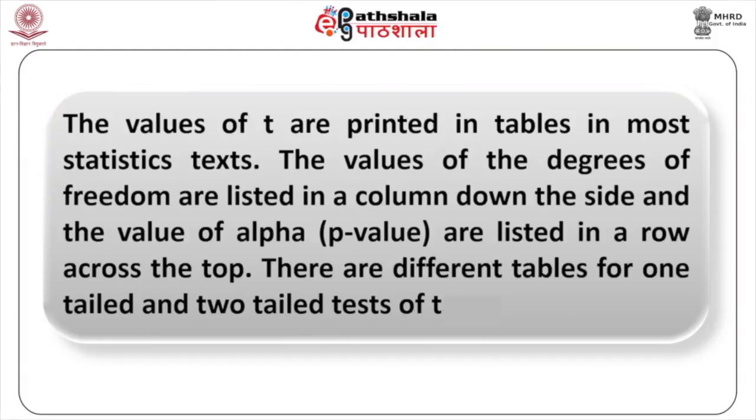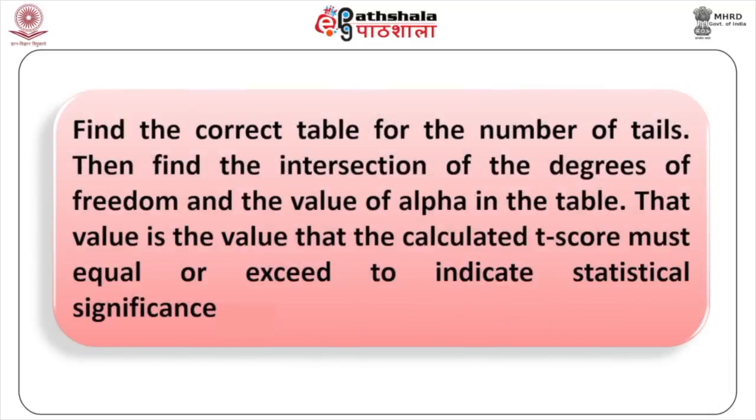Distribution of t. The values of t are printed in tables in most statistics texts. The values of the degrees of freedom are listed in a column down the side, and the value of alpha, that is the p-value, are listed in a row across the top. There are different tables for one-tailed and two-tailed tests of t. Find the correct table for the number of tails, then find the intersection of the degrees of freedom and the value of alpha in the table.